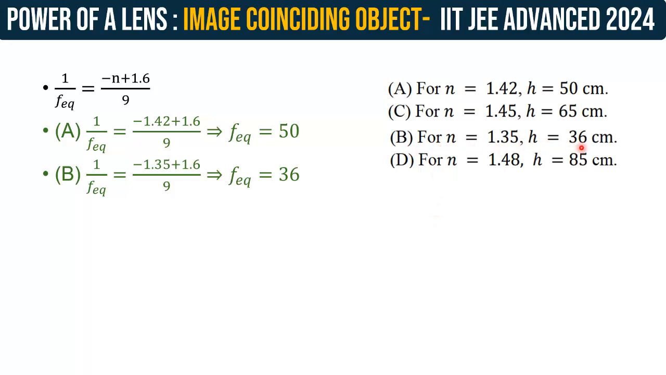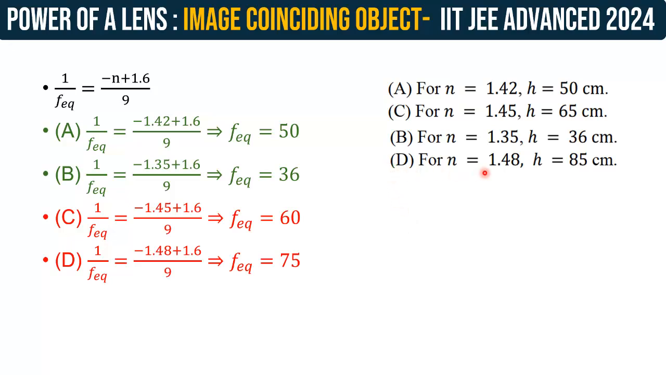Now let us say option B, N is equal to 1.35. If you plug this in, F equivalent is 36 centimeter, this means H is equal to 36 centimeter because light is coming from H and H is 36 centimeter. So this option is also correct. Now option C, N is equal to 1.45. In this case, F equivalent is 60 centimeter. So this is incorrect. And the final is option D. In this case, N is 1.48. From here you can see F equivalent is 75 centimeter. So these two options are correct and these two options are incorrect.